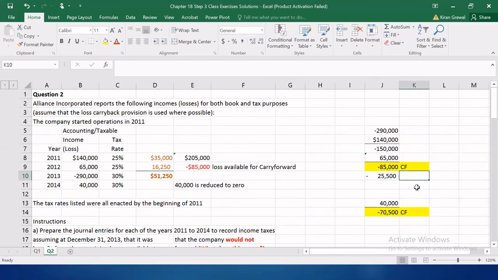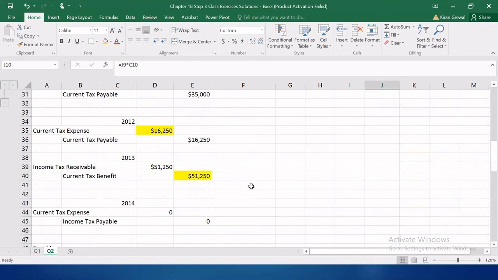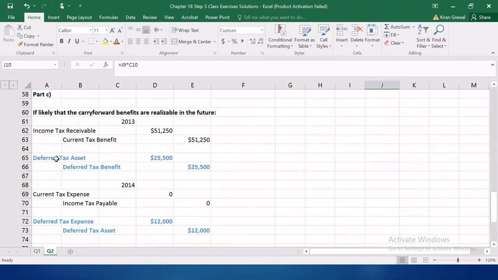That's a mistake that I see a lot, that people put the journal entry for 85,000 instead of multiplying it by the tax rate and making it 25,500. So make sure you don't make that mistake. We can record a deferred tax asset of 25,500 and a deferred tax benefit of 25,500.